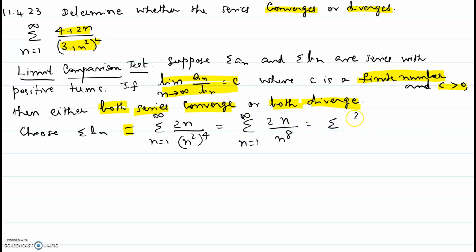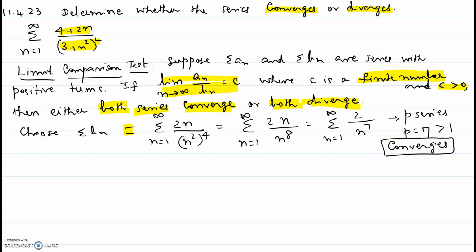So it is sigma 2 over n to the power 7, which is a p series, 2 over n to the power p, where p equals 7, which is more than 1. So it is a convergent p series. We have picked a series which is convergent. So if we use the limit comparison test and establish the ratio, because sigma bn is convergent, we can conclude that sigma an also converges.